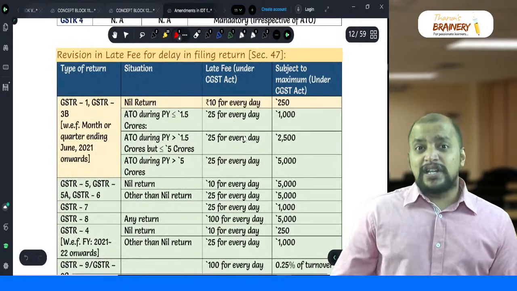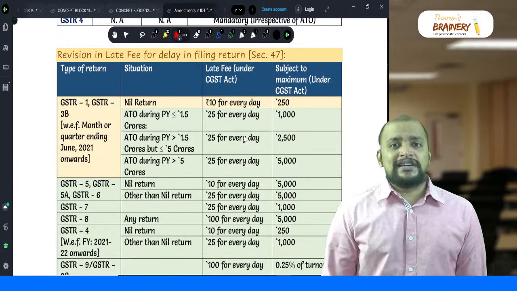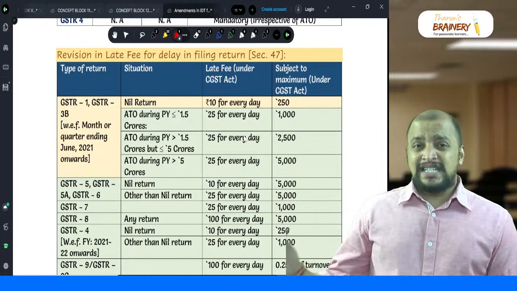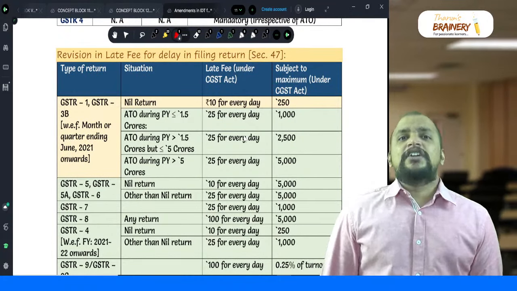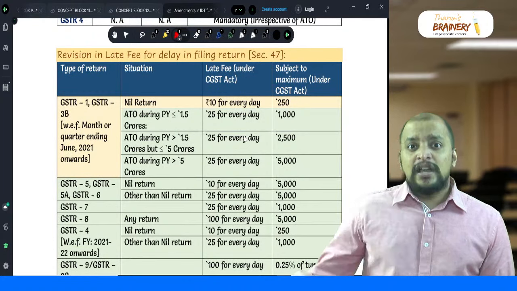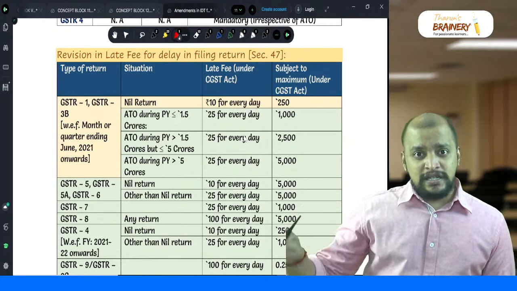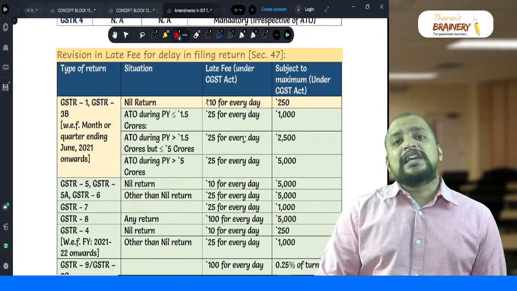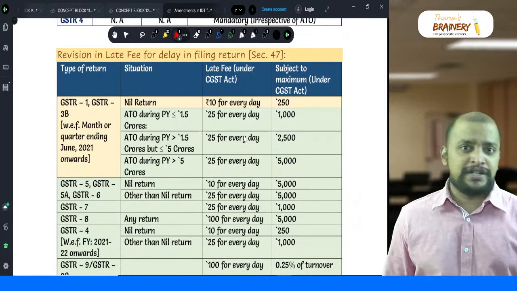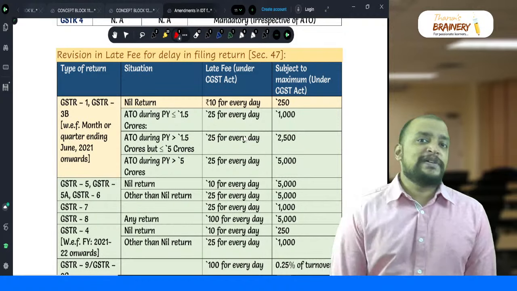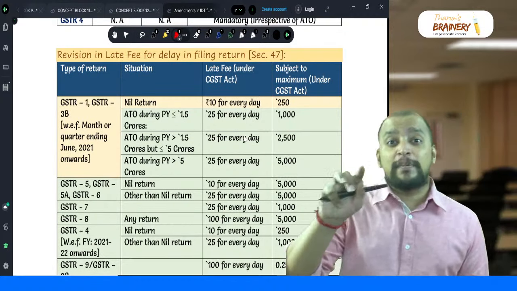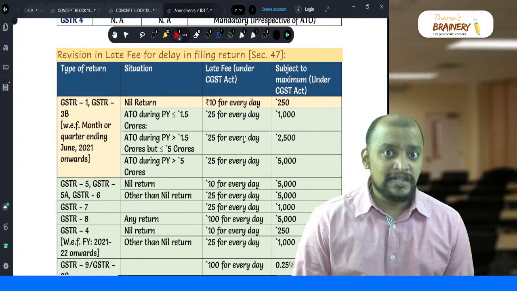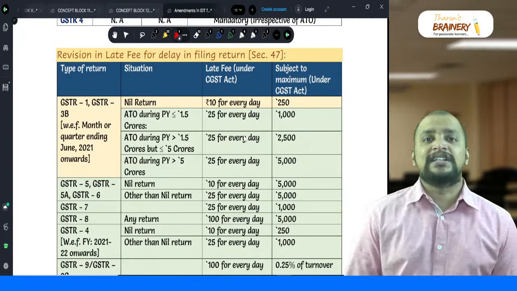Then revision in late fee for delay in filing returns. So there is a late fee, and they have completely revised it. So what is the general late fee? The general late fee, for returns other than the annual return, is 100 rupees per day subject to a maximum of 5,000 rupees under the CGST Act. The same is under the SGST Act. This is for other than annual return. For the annual return, it is 100 rupees per day, subject to a maximum of 0.25% of the turnover. This is under the CGST Act. The same is payable under the SGST Act. This is the basic late fee that is given in section 47.